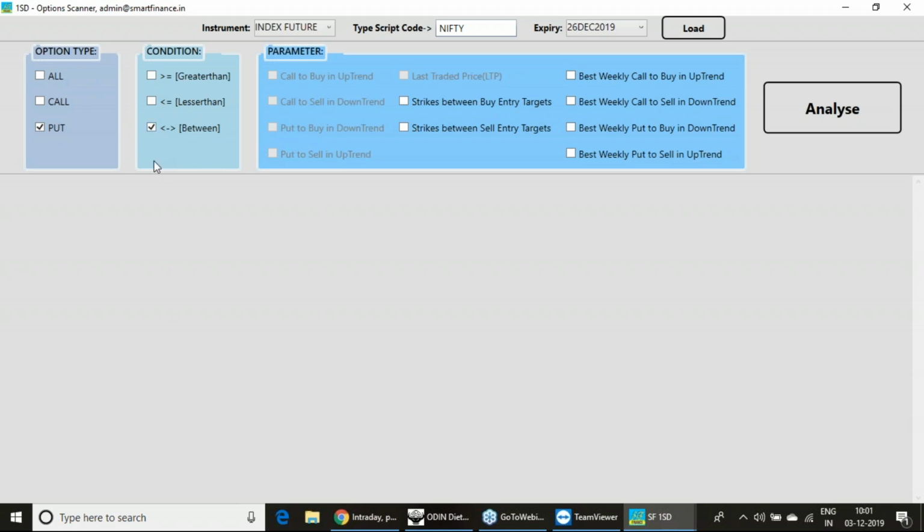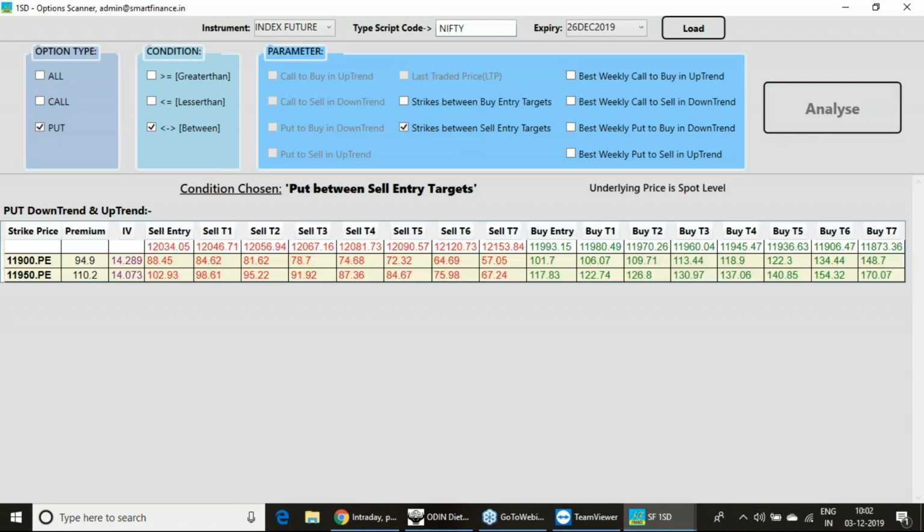After clicking on the between option, here strikes to buy, or strikes between sell entry and target. Put options we are taking. It is suggesting me two strikes. I can trade in 11,900 put or 950 put. These are the two strikes it is suggesting me for put options.